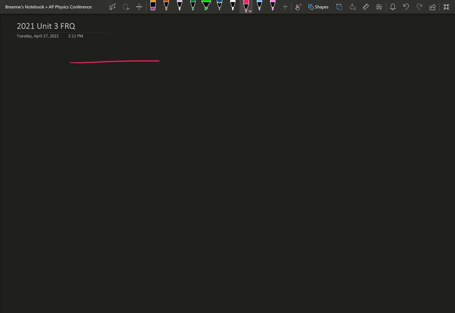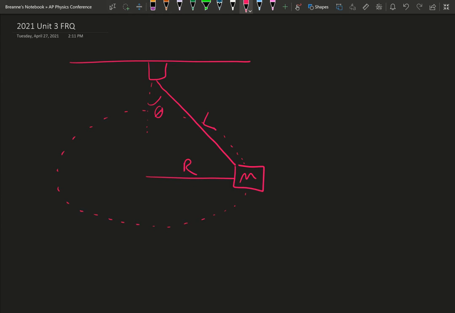diagram. So you see the ceiling. You have a little motor here with a string connected to a block. And then it gave you your angle, it gave you your length. It's showing you that it was going in a circle, and it gave you your radius. And it's saying that it's going that way.